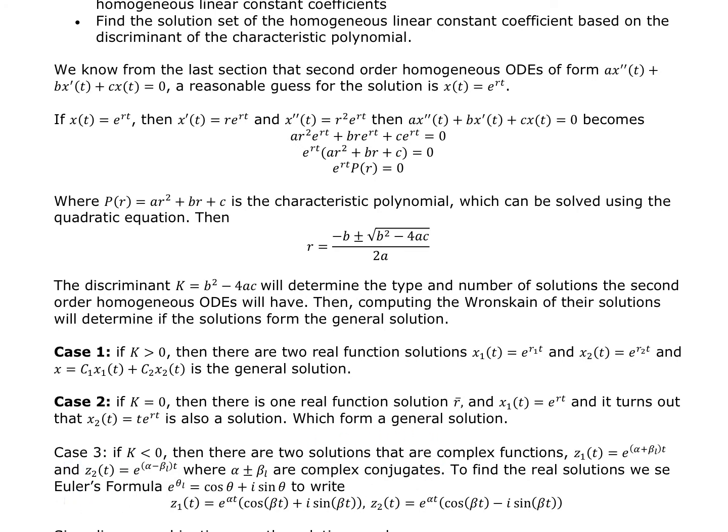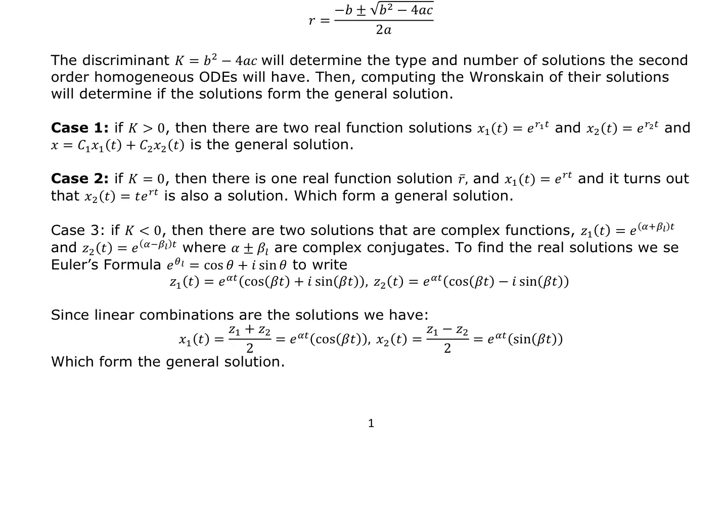And the last and final case is when my discriminant is less than 0. If that happens, there are two solutions, and they're both going to be complex. z being the representation of the complex, z sub 1 of t is equal to e raised to the alpha plus beta i of t, and z sub 2 of t is equal to e raised to the alpha minus beta i of t, where alpha plus and minus beta i are complex conjugates. To find the real solutions, we are going to use Euler's formula, where e raised to the theta i is equal to cosine theta plus i sine theta.